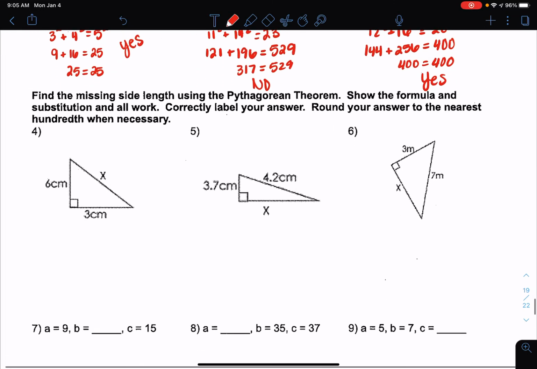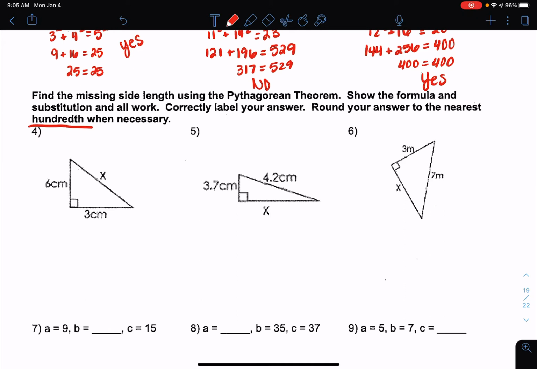Perfect. So now we're going to move into finding those missing sides. Looking at number 4, the direction says, find the missing side length using the Pythagorean theorem, show the formula and substitution and all work. Correctly label your answer and round your answer to the nearest hundredth if or when necessary. Make sure that we are rounding to the nearest hundredths and not the tenths.